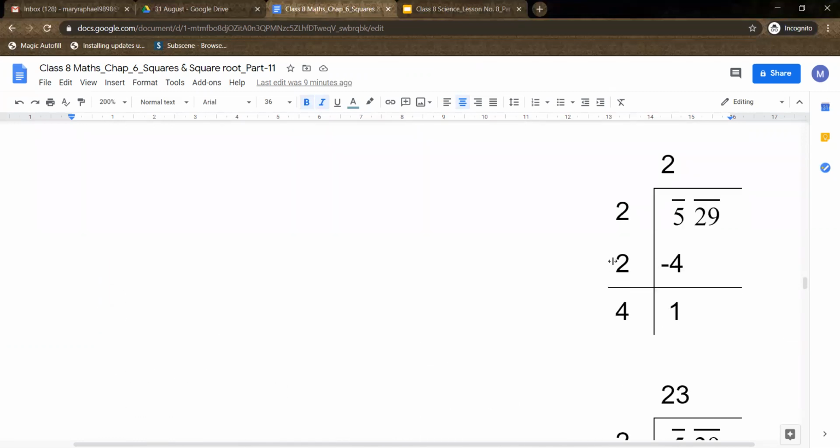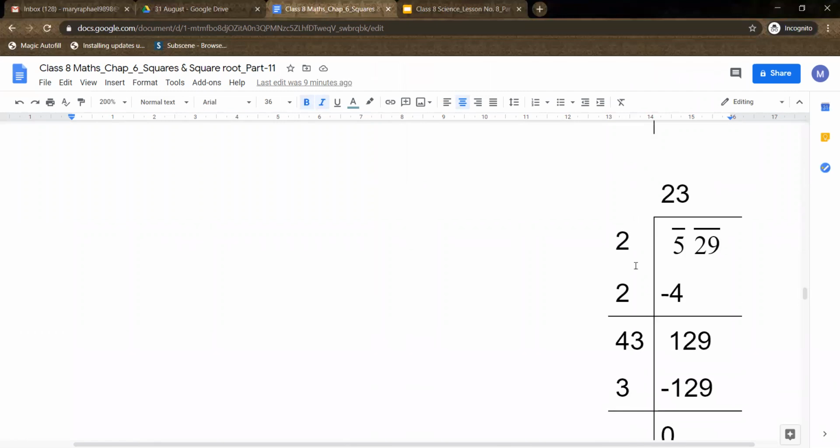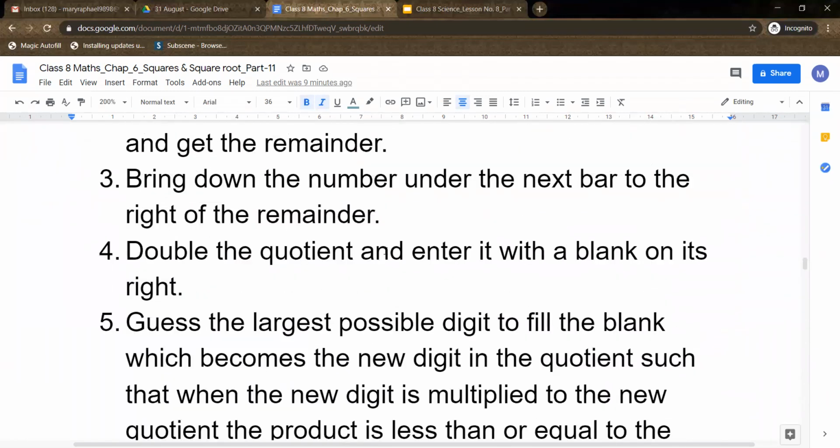How have we done it? See, double the digit. Double of 2 is 4. We have written it here. See, we have 4. And leave a space for writing 1 digit here, because 1 more digit is going to come. So that much space should be there. Now that much we have done.